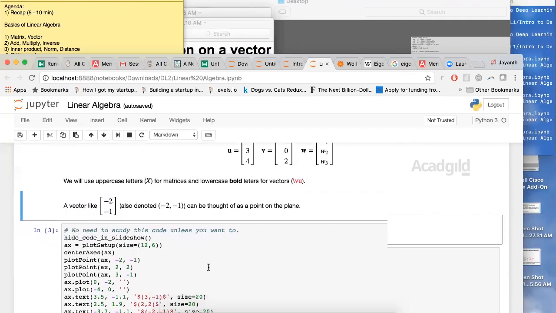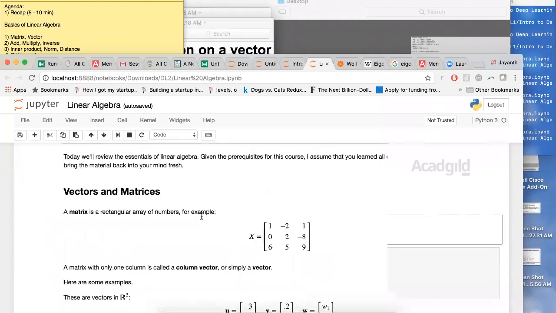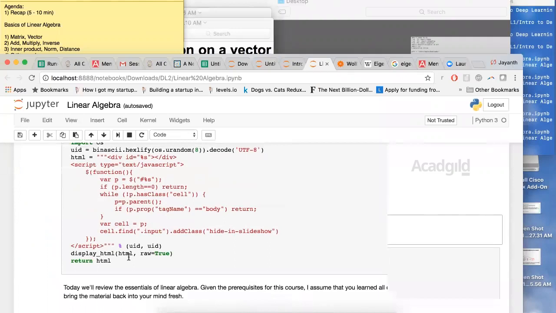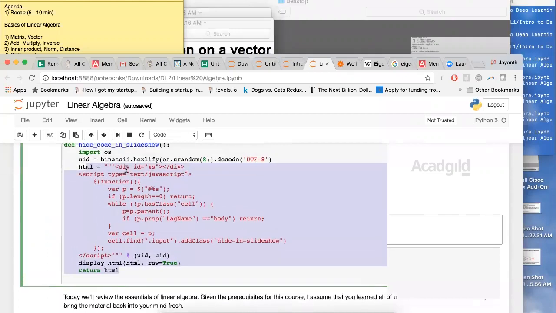So -2, -1 can also be thought of as a point on a plane. What does that mean? So if you take the origin and that point and you draw one line, that gives you the direction and also the weight of that vector. You can ignore hide code in slideshow. Basically what that function here does is it draws and just puts it in HTML.